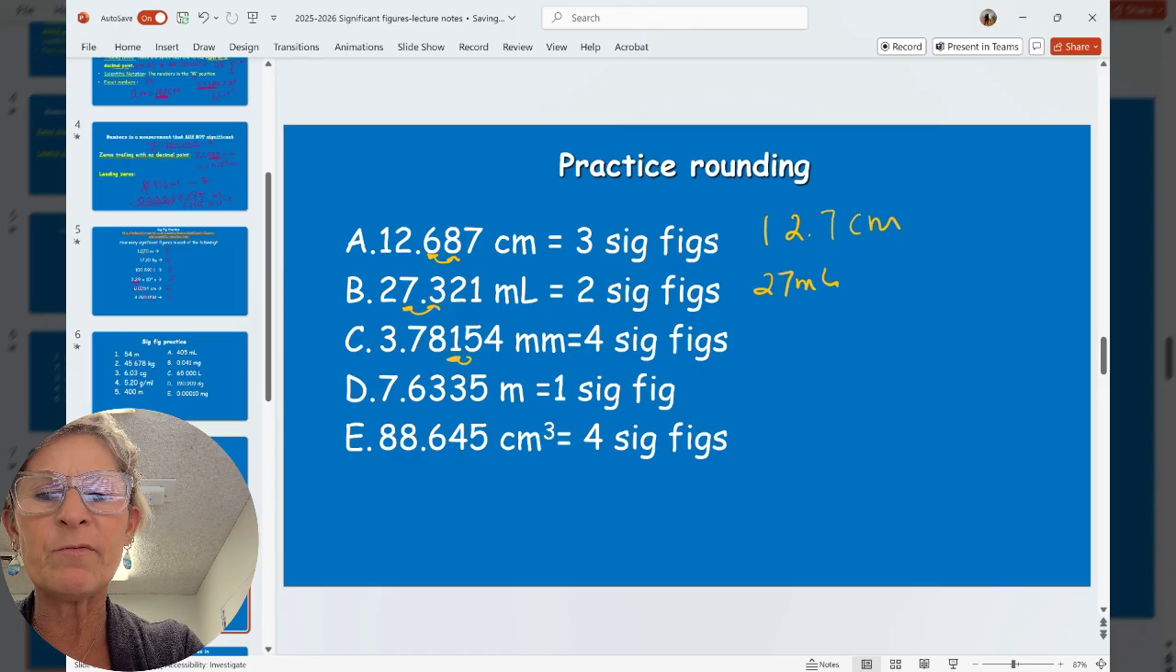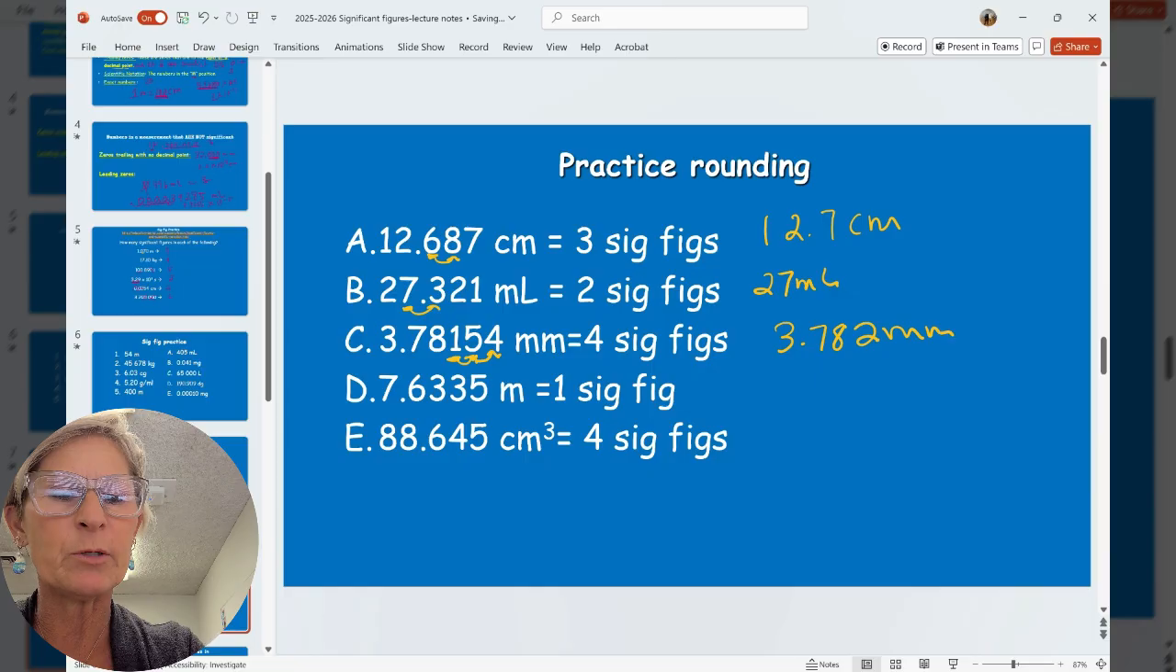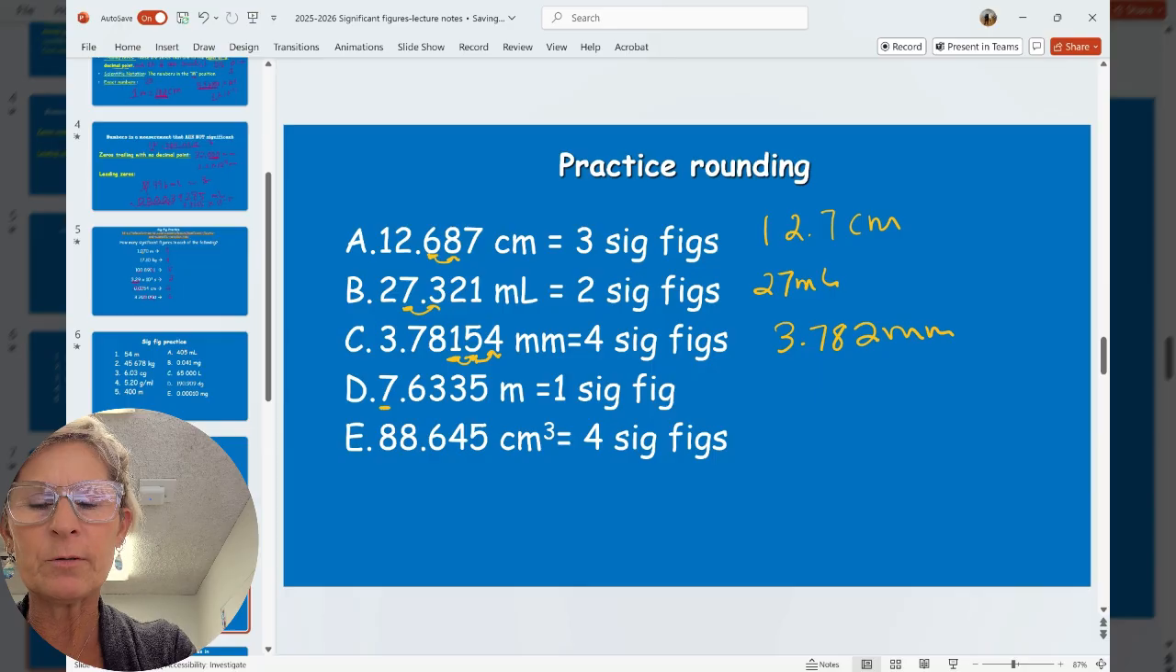I want 4 sig figs, 1, 2, 3, 4. I look to the right of that and it's 5. So I have to look to the right of it again, and if there's a non-zero digit, this number goes up by 1. So my answer is 3.782 millimeters. If I want 1 sig fig, I count over. There's my 1. I look to the right of it and it's above 5. So my sig fig goes up by 1. So it's 8 meters.